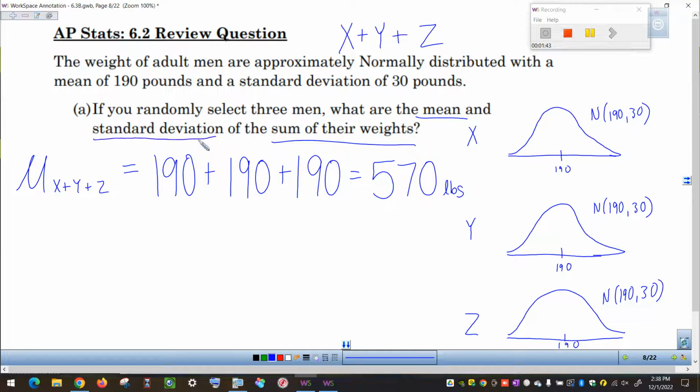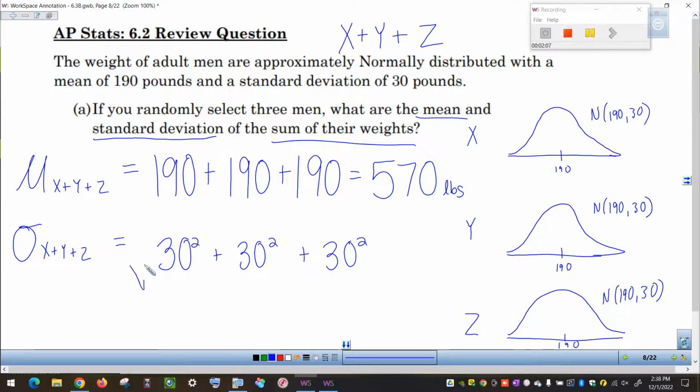All right, let's look now at the standard deviation. So the standard deviation of the sum of x, y, and z. Well, we know again that one does not simply add standard deviations, but we can add the variances. So let's take the standard deviation of 30. We're going to turn it into a variance for all 3. So we have 30 squared. Add that to itself 3 times, and then we'll take the square root of all of it. And this is going to give us 51.96 pounds.